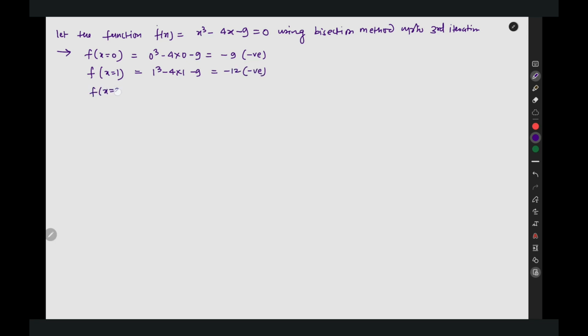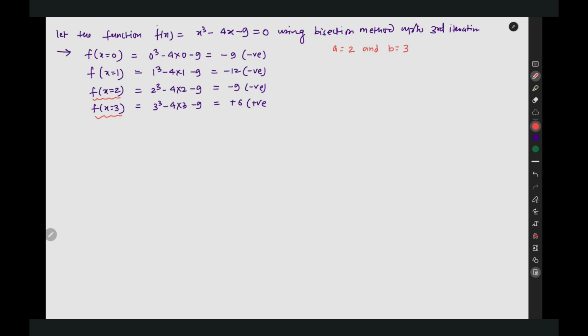f(2), we will get 2 cube minus 4 into 2 minus 9. We will get minus 9, which is also negative. Now we will try for x equal to 3. 3 cube minus 4 into 3 minus 9. Now we will get plus 6, which is a positive. So we will stop here. So we will take two initial values, so our a will be 2 and b will be 3.